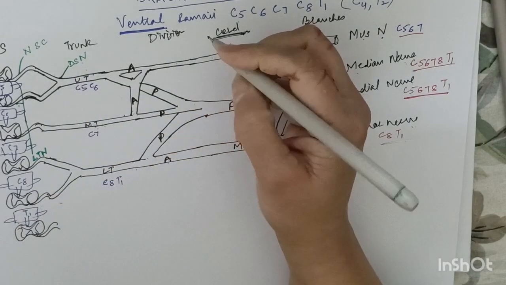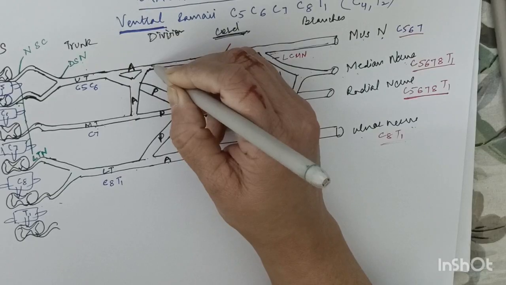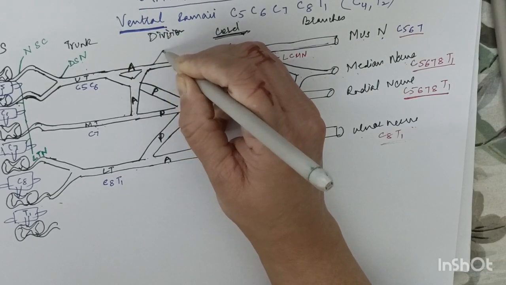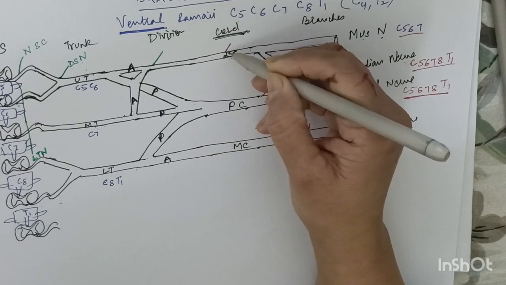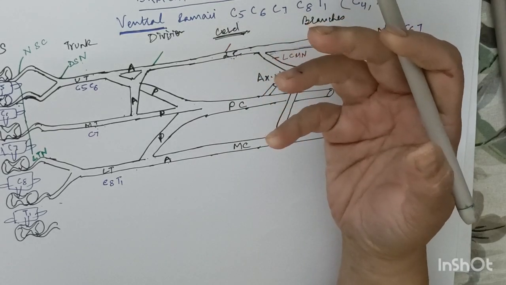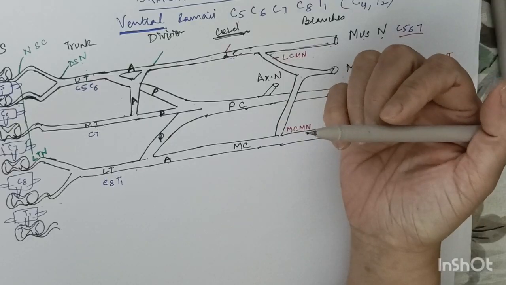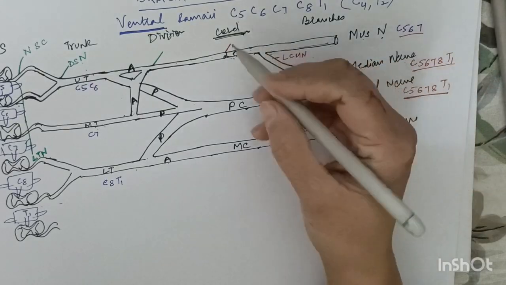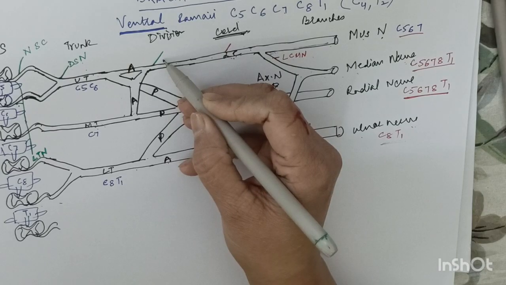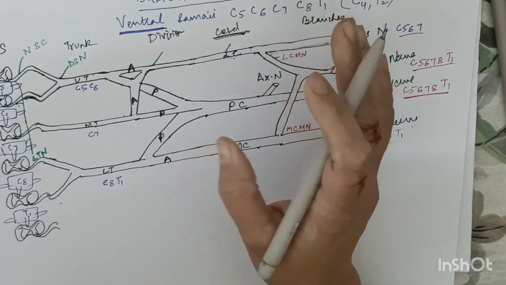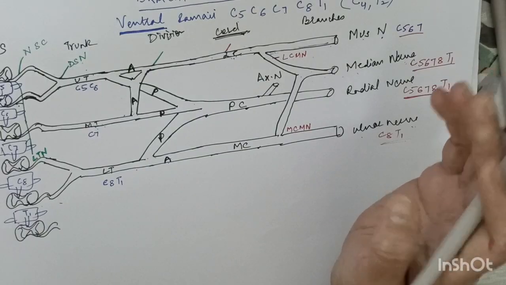Now the next important nerve arising from the trunk is the suprascapular nerve. The suprascapular nerve basically supplies the supraspinatus and infraspinatus muscles. So it is also arising at the level of the trunk where the division takes place. It is supplied by C5, C6, C7. So it is supplying the supra as well as the infraspinatus.